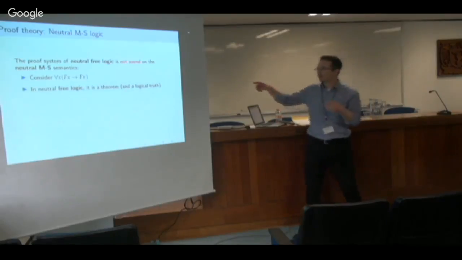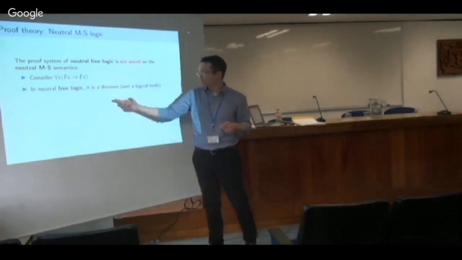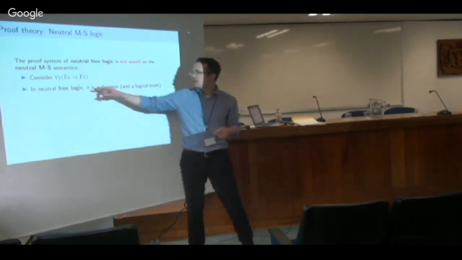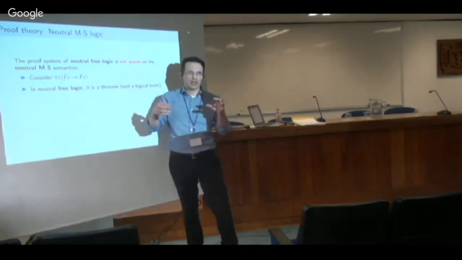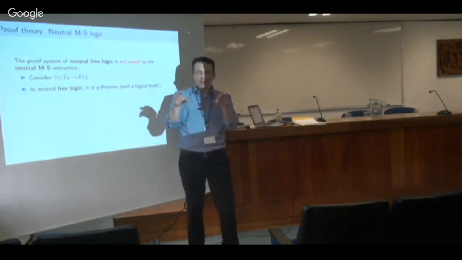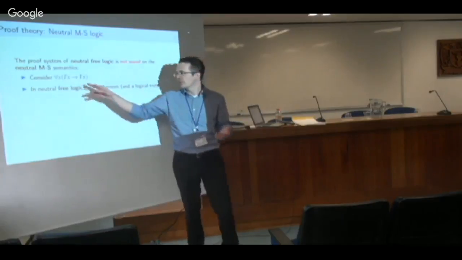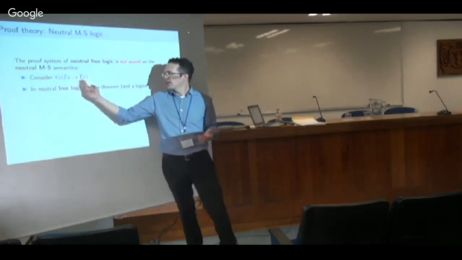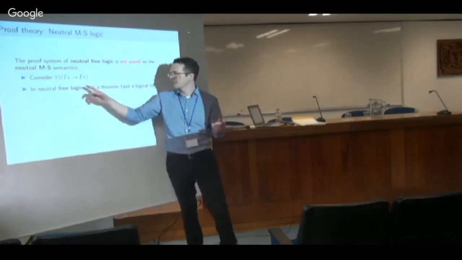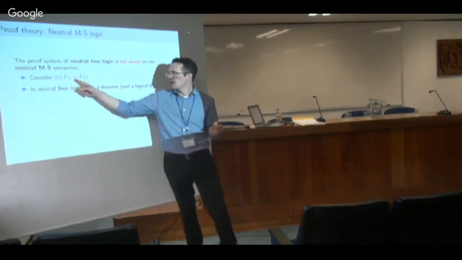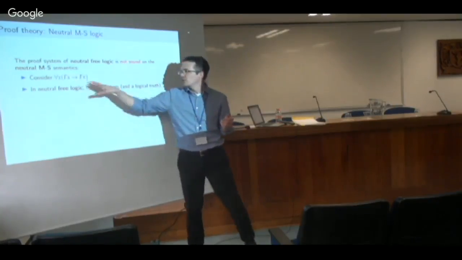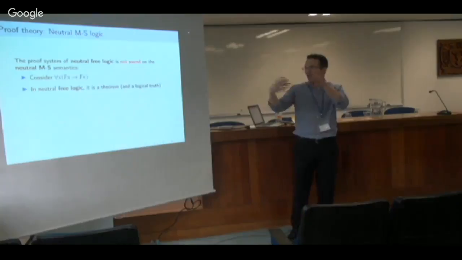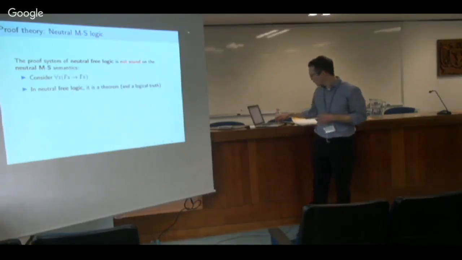Unfortunately, the proof system of neutral free logic is not sound on the neutral multiply signifying semantics. The reason is this kind of sentence. In free logic, this is a theorem. Why? Because in free logic, the variables can't denote nothing. Variables can only range over things that actually exist in the domain, so you can't have a non-denoting variable. Furthermore, free logic doesn't allow any semantic weirdness at the level of predicates. So that's why nothing non-classical creeps into that sentence in neutral free logic.